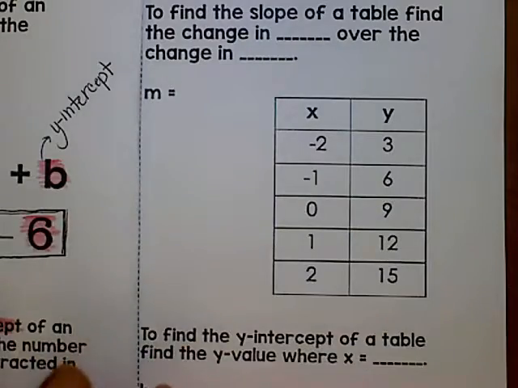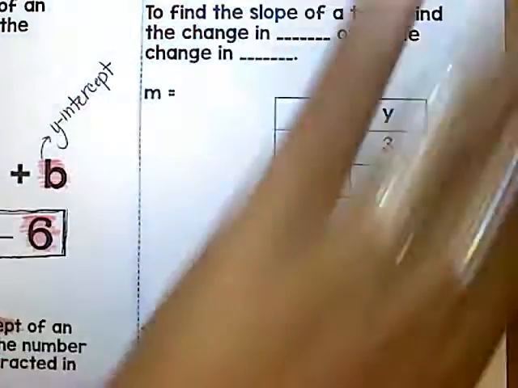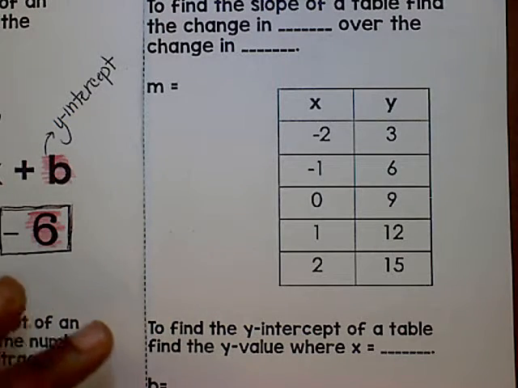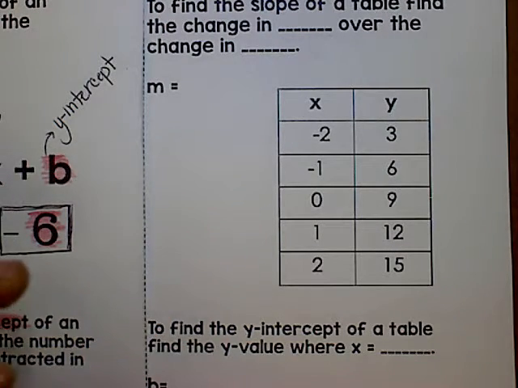Okay, so now let's go to a table. To find the slope of a table, we have to find our change in blank over the change in blank. Okay, so let's take a look at this.